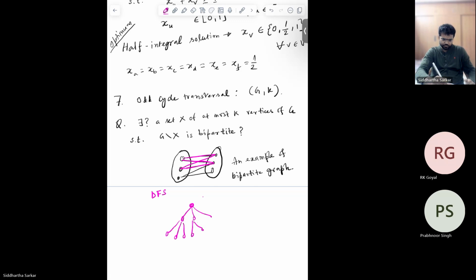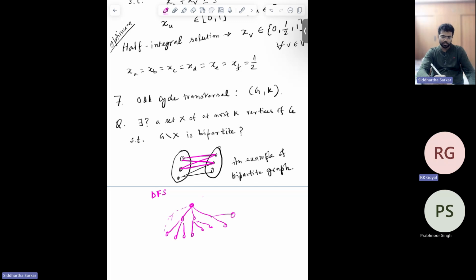And then you won't have odd cycles. If there are back edges, then you will check whether it's an odd cycle or not. If it's an odd cycle, then the graph is not bipartite. So you can check whenever there is a back edge whether a cycle is forming.